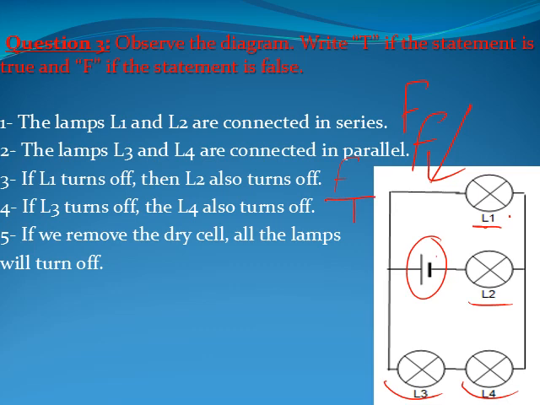5. If we remove the dry cell, all the lamps will turn off. This is definitely true. Why? Because the battery is the source of electricity. It gives the electric current for all these lamps. Whenever we remove the dry cell, we remove the battery, meaning no voltage, no electric current. So all the lamps L1, L2, L3, and L4, all of them will turn off.